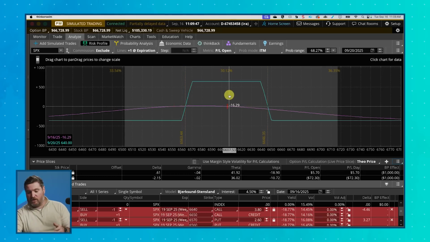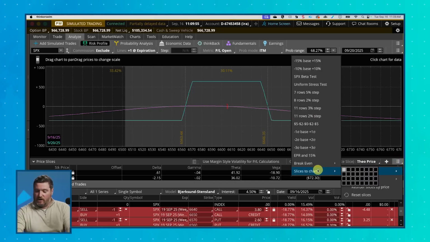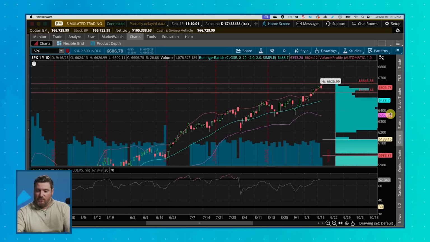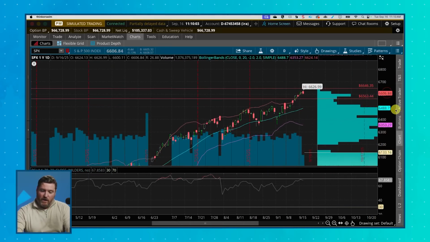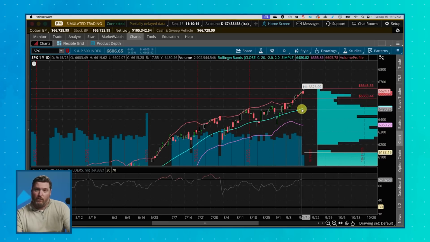Now I'm going to show you a little trick that I really love to use when we're going to be using these break-evens. If you follow this over to the right-hand side, we're going to go to Set Slices. We're going to set slices to charts, and I'm going to click on this little square right here. And what I've done is actually add those two break-evens to my chart. So now I can come back, do some technical analysis, look at the upper and lower levels of this trade working out, and make my decisions to place which one I want to make.